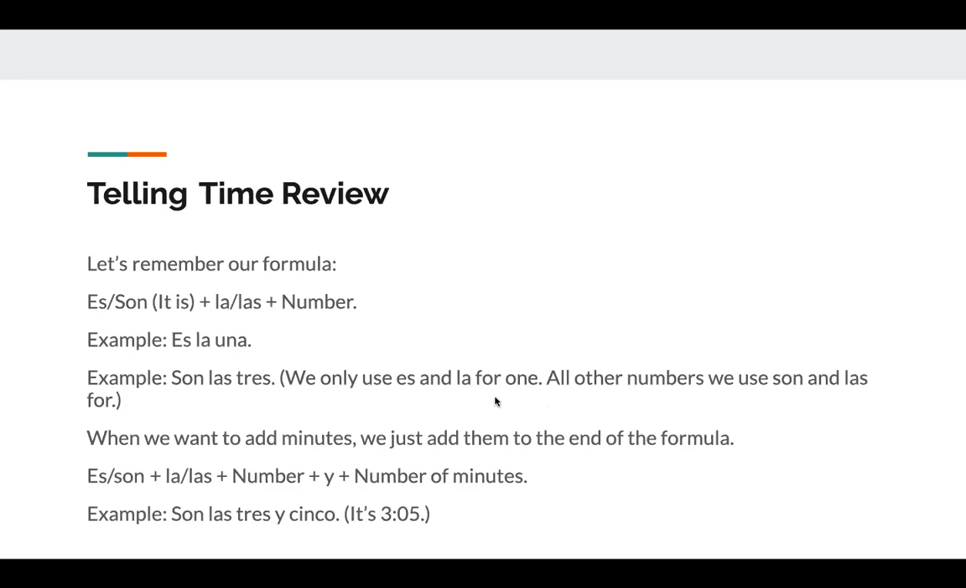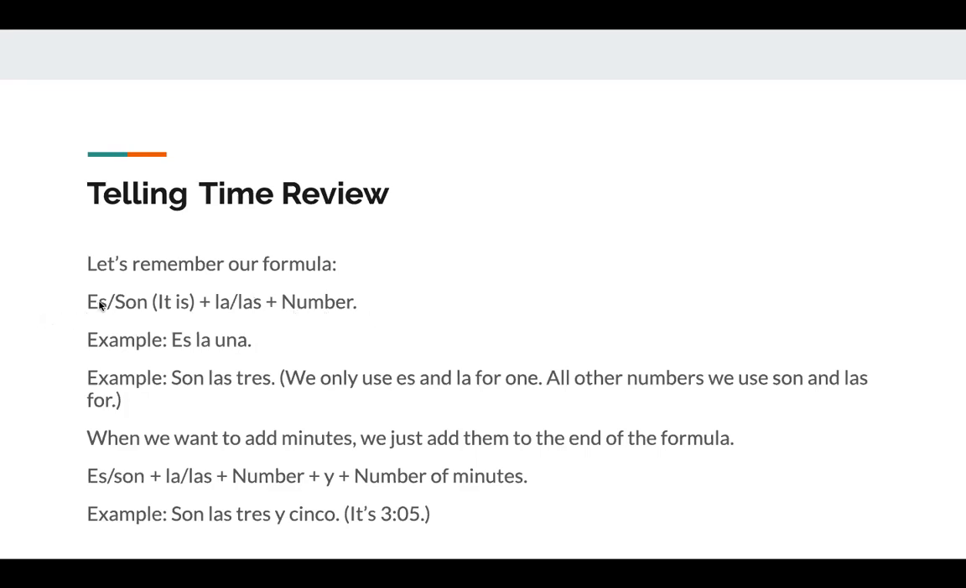So let's get right into our telling time review. So remember, telling time is a little bit different than it is in English. So let's remember our formula that we use. We either use es or son, which literally translates to it is, and we're going to add la or las, depending on the number that we're using.